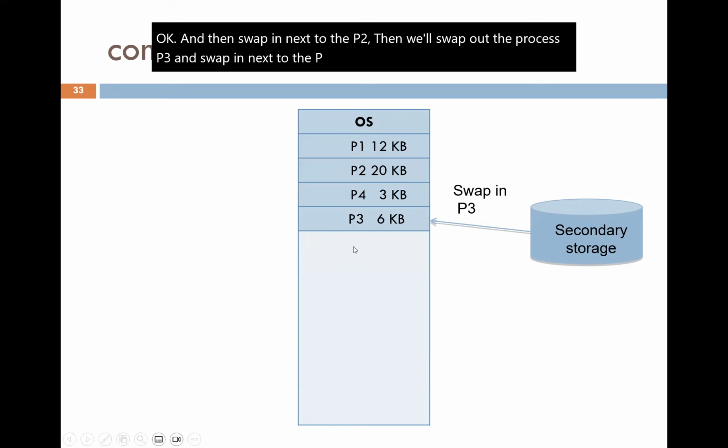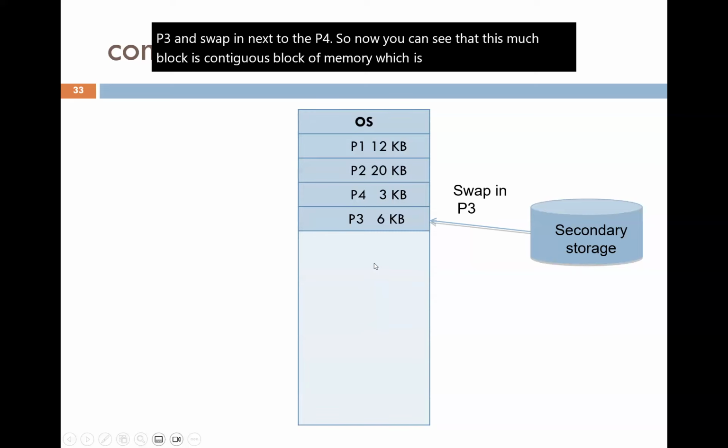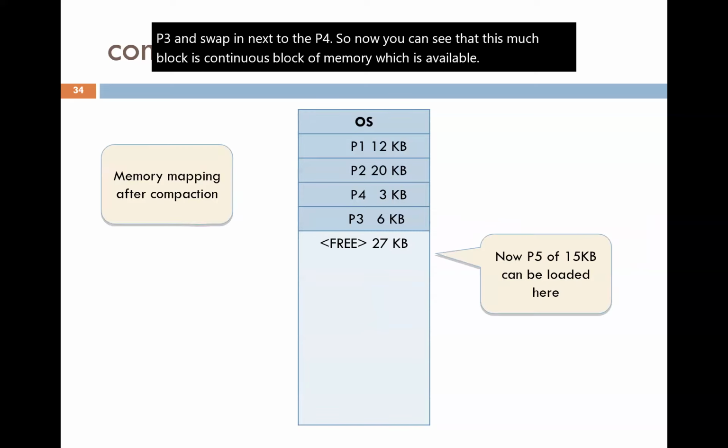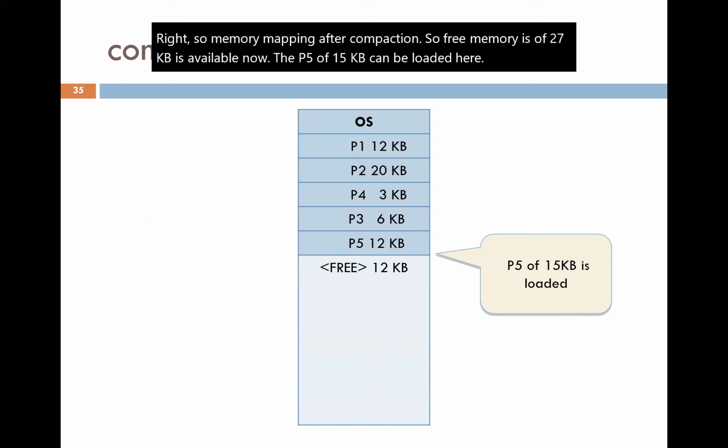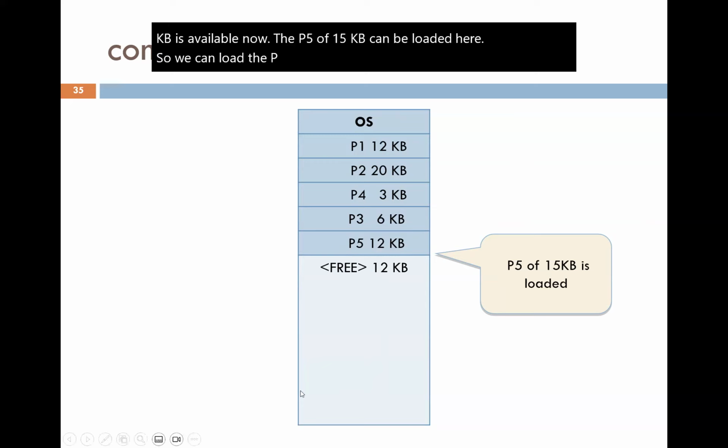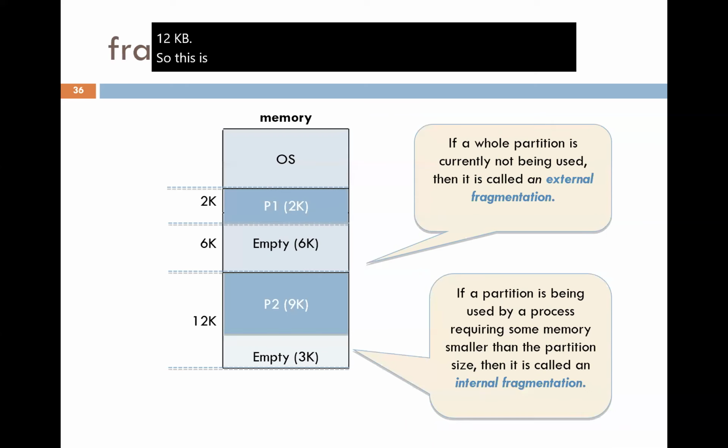So now you can see that this is a contiguous block of memory which is available. This is the memory mapping after compaction. Free memory of 27 KB is available. Now the P5 of 15 KB can be loaded here. So we can load P5 of 15 KB and still have a free block of 12 KB. So this is how compaction works.